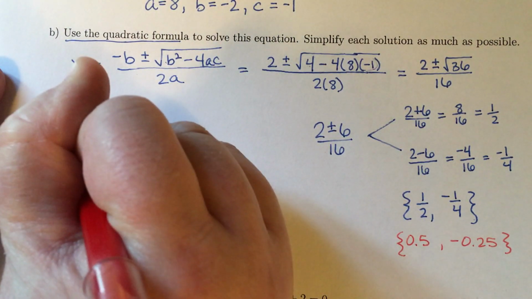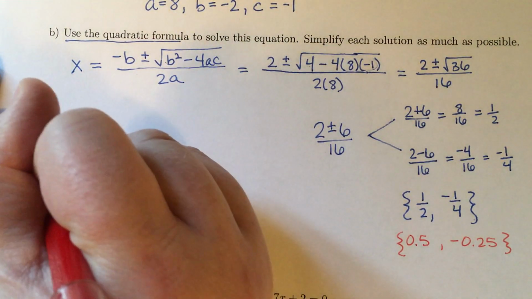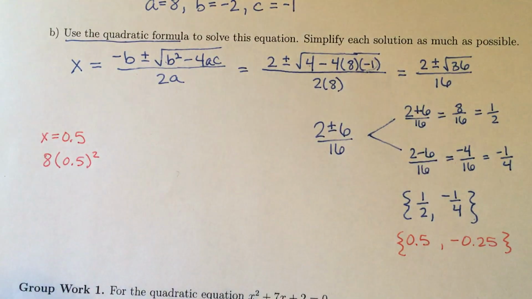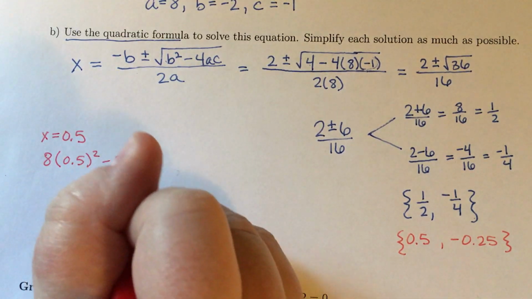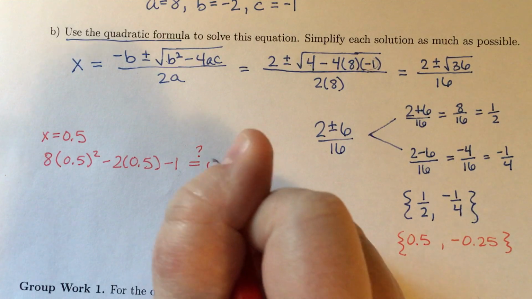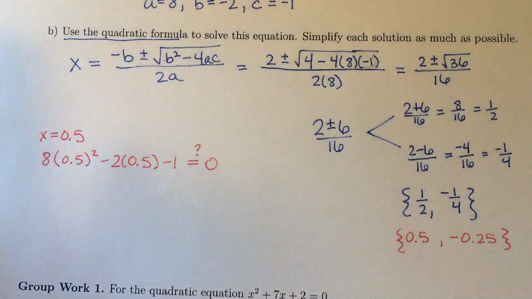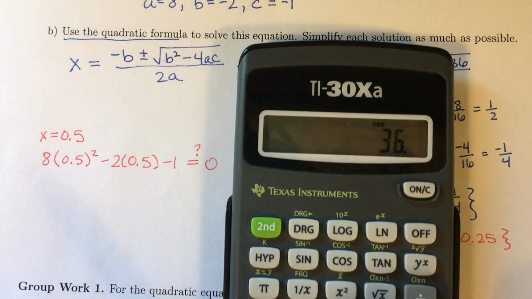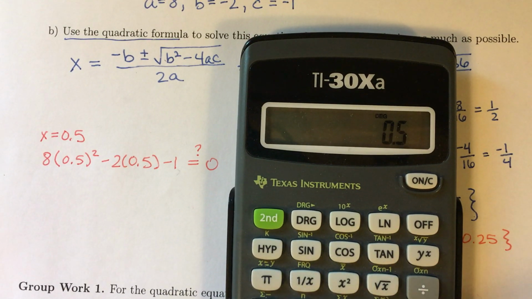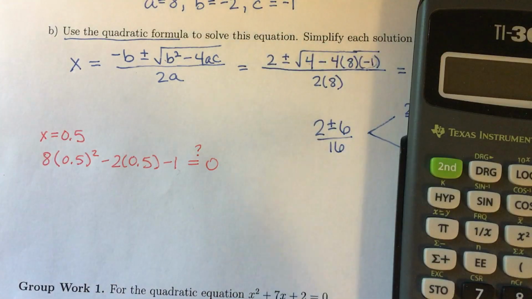So let's start with x equals 0.5. It's 8 times 0.5 squared minus 2 times 0.5 minus 1. And I want to know, does that equal 0? For checking, all you got to do is type in the calculator. 8 times 0.5 squared minus 2 times 0.5 minus 1 equals. That looks like 0, so that means I did it right.